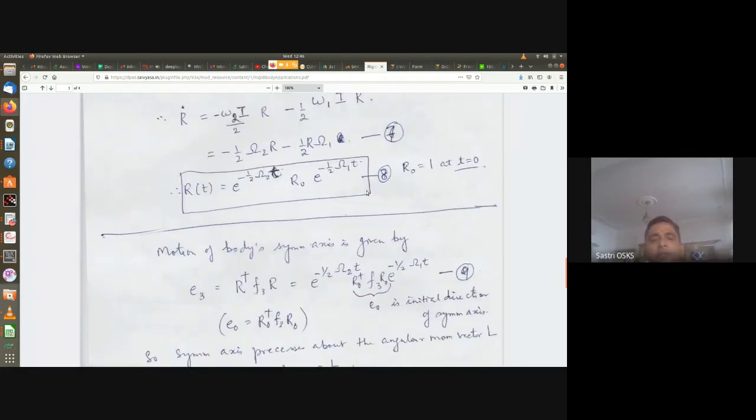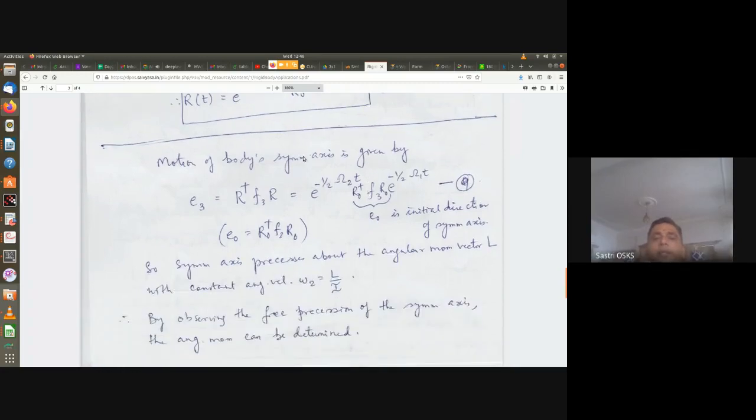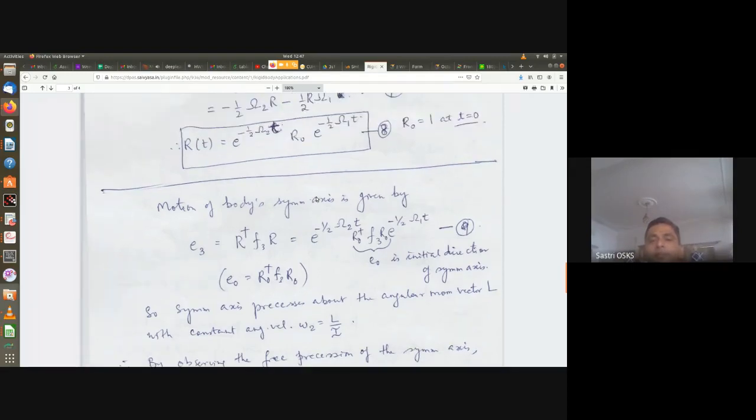So now you see the motion of the body symmetric axis is given by E3. So E3 is what? R dagger F3 R, right? Because we are now taking the inverse relationship. So this will be exponential minus half omega 2 t, right? And R of t dagger we have to take, right? So you get R naught dagger F3 R naught times exponential minus half omega 1 t.